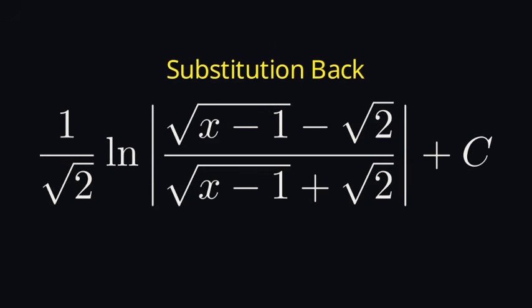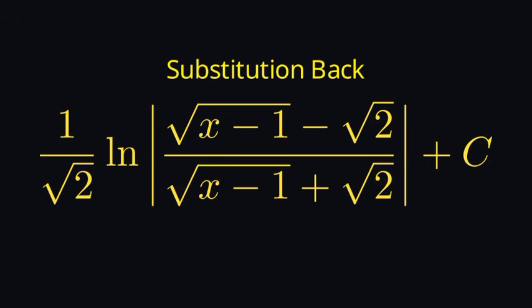Substituting back for x. Now we substitute u back with its definition, the square root of x minus 1. The integral evaluates to 1 over the square root of 2 times the natural logarithm of the absolute value of the square root of x minus 1 minus the square root of 2, all over the square root of x minus 1 plus the square root of 2, plus the constant of integration c.